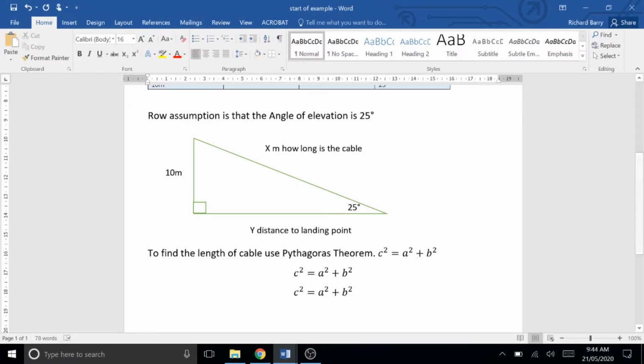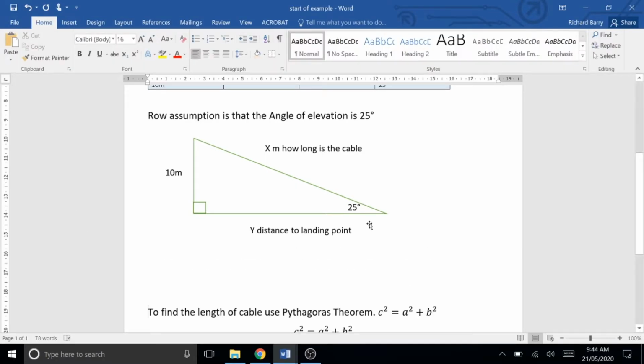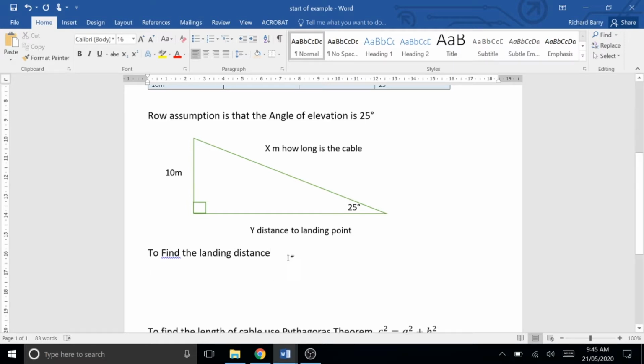Algebra. So let's find y. Find the landing distance. So it's a right angle triangle, and this is going to be opposite, this is going to be adjacent, so I'm going to write that up.